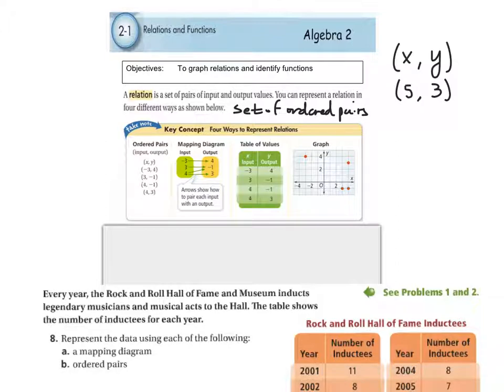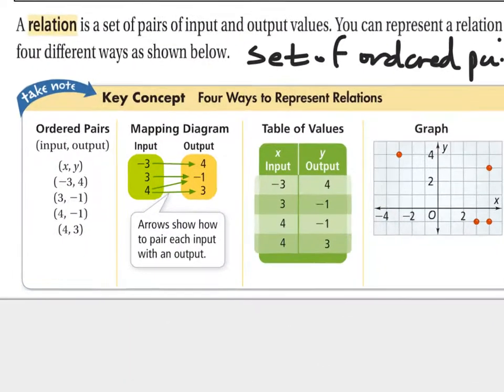The x value always comes first in an ordered pair. This is the input. This is what you put into something. And the y value is the output, or what you get out. So we have input values and output values, and they're going to show you 4 different ways to represent these relations. Again, a relation is a set of ordered pairs. So there's 4 ways that we can represent these relations.